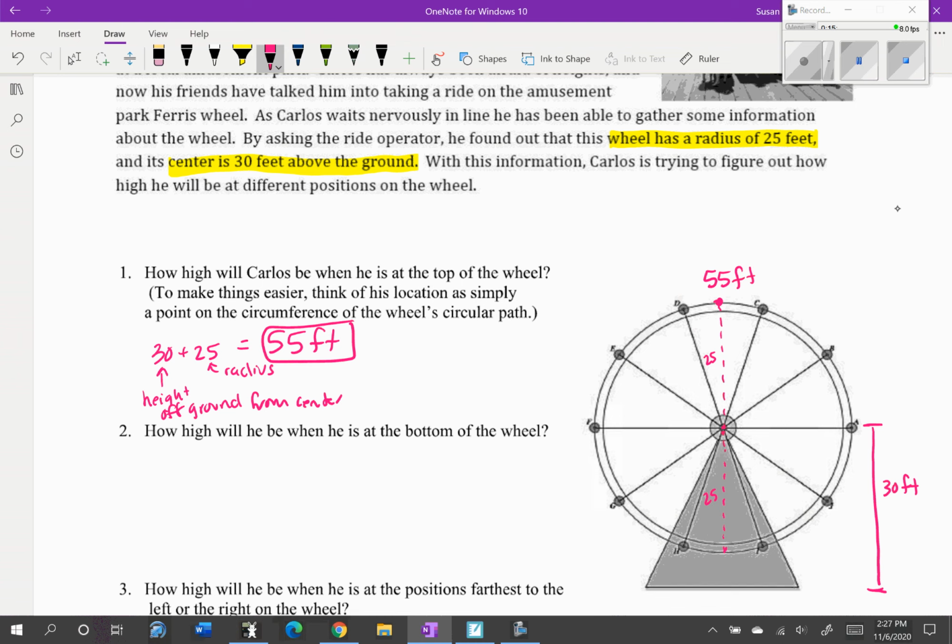So the next question says, how high will he be when he is at the bottom of the wheel? So that would be this point down here. So if we know that from the ground to the center of the wheel is 30 feet and the radius of the wheel is 25 feet, then that should be easy to find this little piece of information right there for how high we're off the ground. So we just take the fact that we have 30 minus that radius 25, which tells us we are 5 feet off the ground.